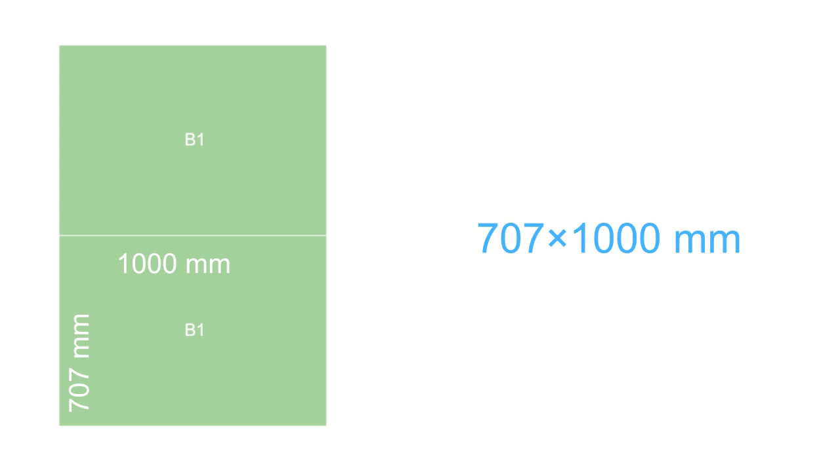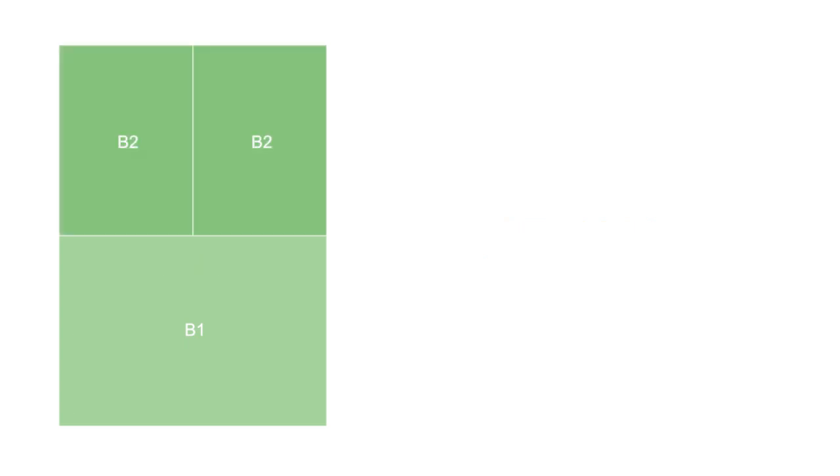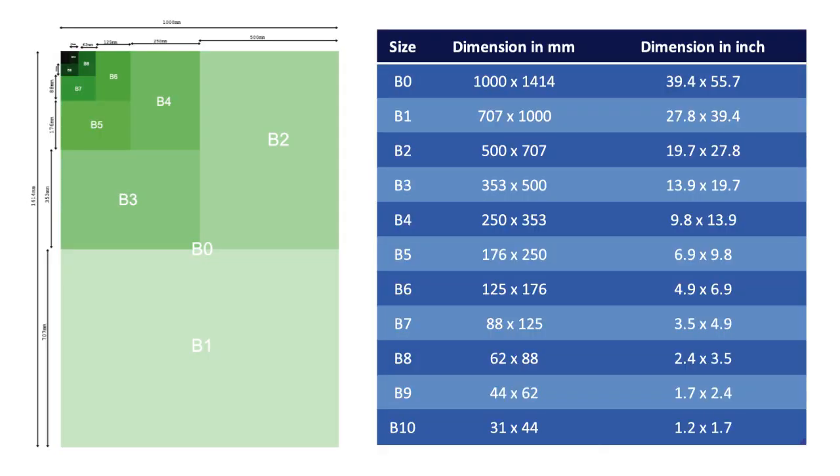Cutting a B1 sheet in half, we get two B2 size papers with a dimension of 500 by 707 mm. B2 is smaller than A1 but larger than A2. Repeating the process, we can keep arriving at the next sizes of the series, which are also available in this table and in the description below.